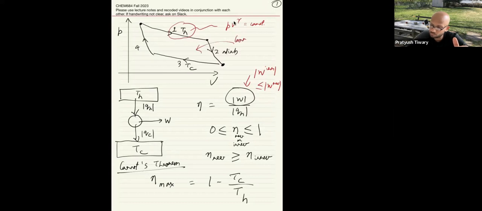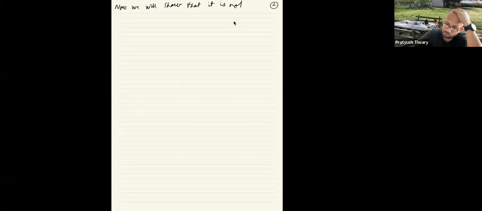We showed for a Carnot cycle that efficiency is equal to 1 minus Tc by Th. Now we are going to go one step further and show that actually all reversible engines should have the same thermodynamic efficiency. If you have two possible engines, now we will show that it is not possible.